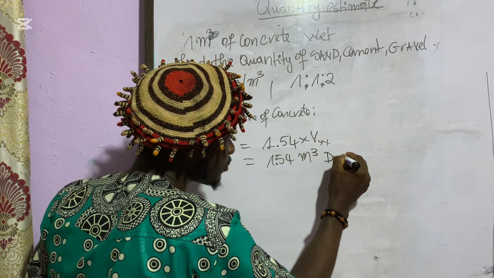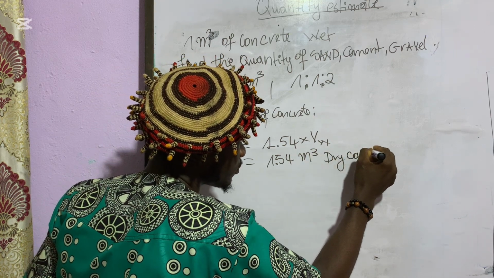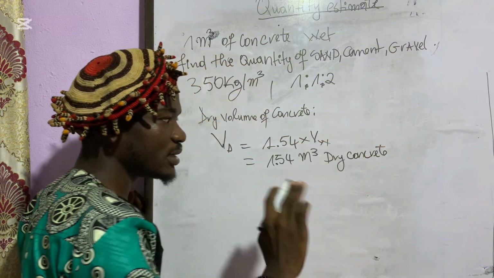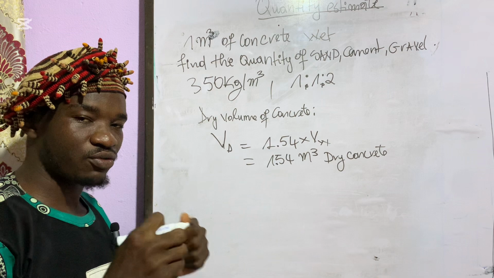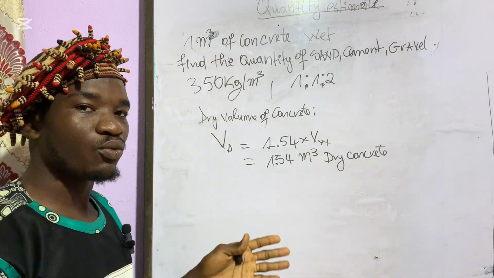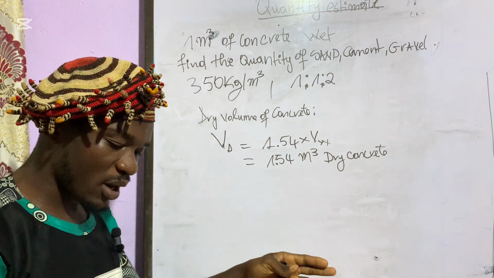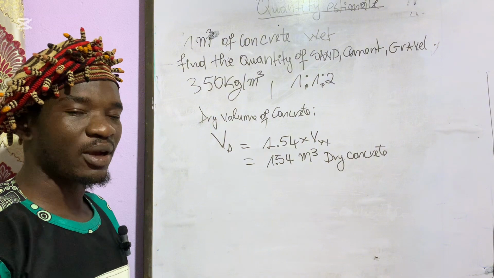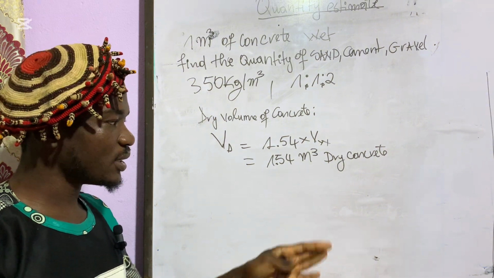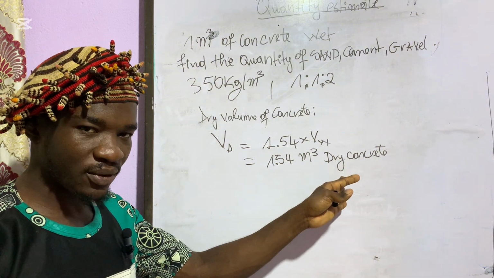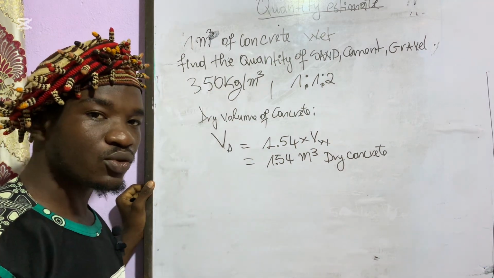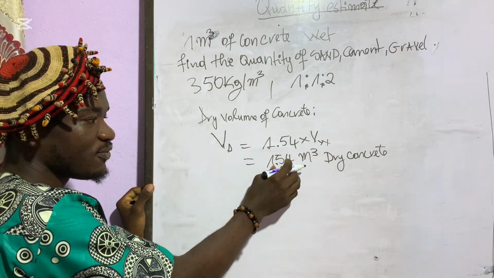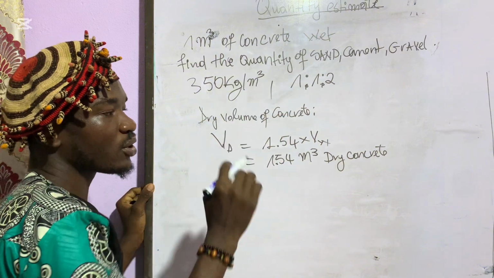This is the dry volume. When I say dry, I don't mean the one that is strong already. I mean the mix when we have batched our concrete and have not yet poured water on it. That's what I mean by dry concrete. So now that I know this, I just use this volume to get the proportion of each of them.